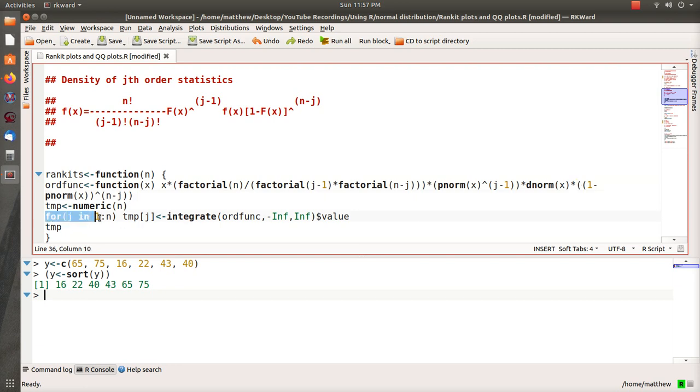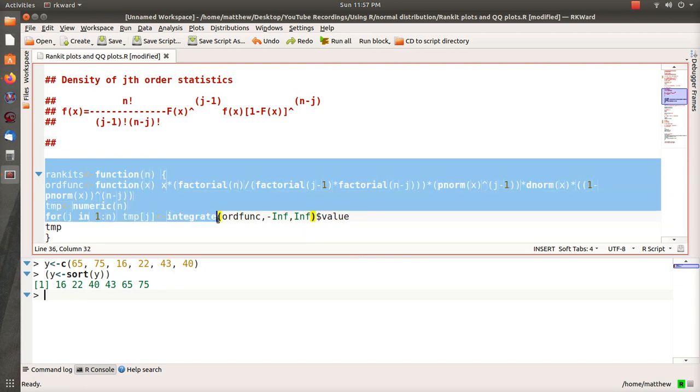So for 1 to n, so we're going through each observation in the sample, then we're going to integrate this function over that infinite range, from negative infinity to infinity. So let me load this.